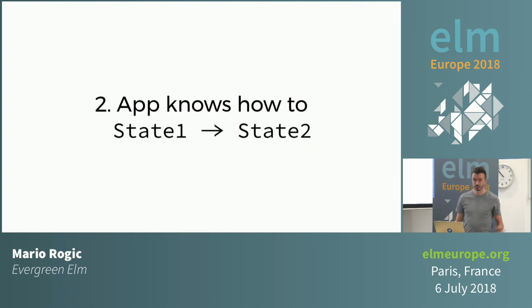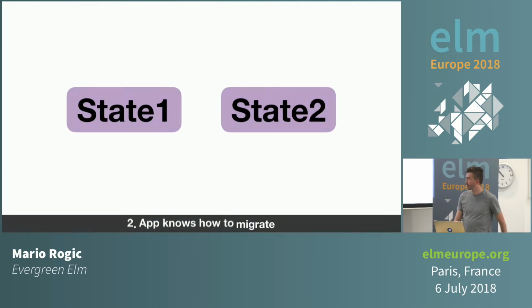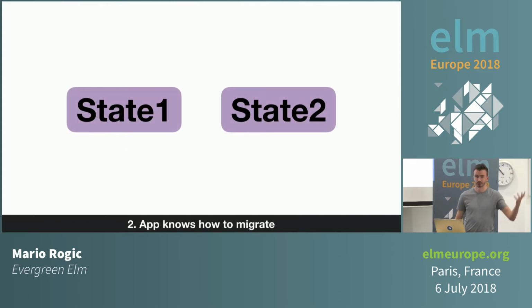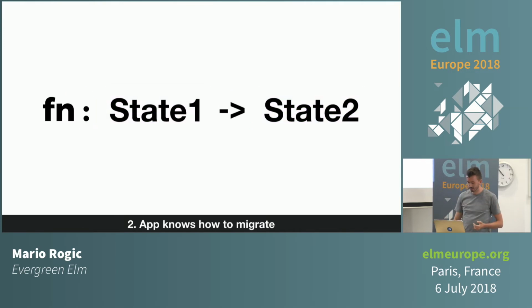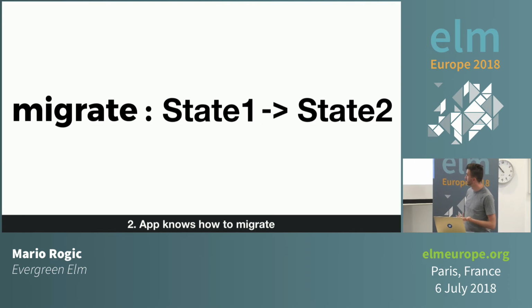So let's think about how to go from state 1 to state 2. The premise is we've got some sort of type with a value there, another type with a value there, and we need to get from one to the other. Hey, functions. We might call this function migrate, and there we go. Now we have a type signature for what we want.